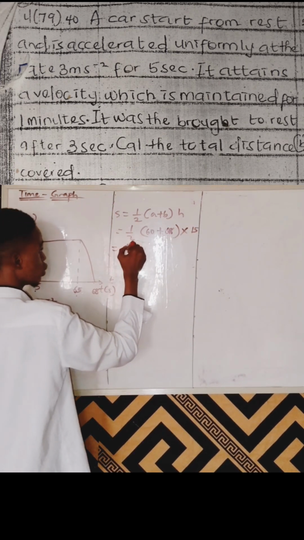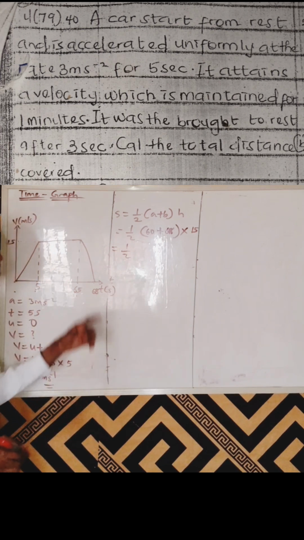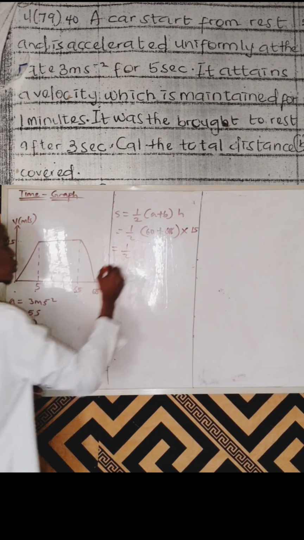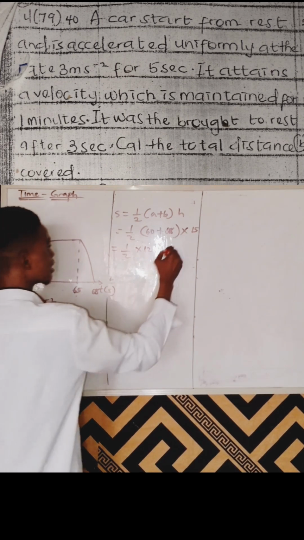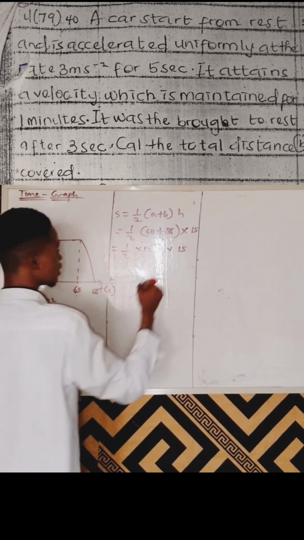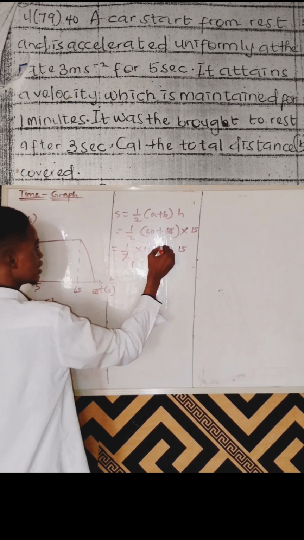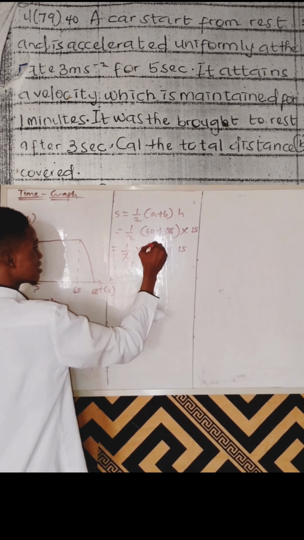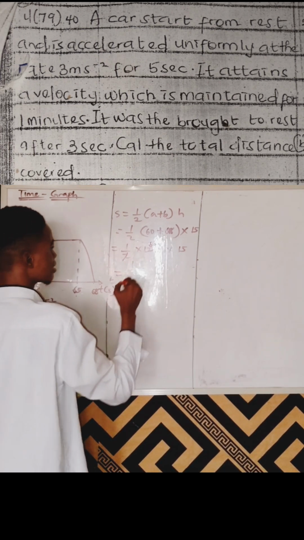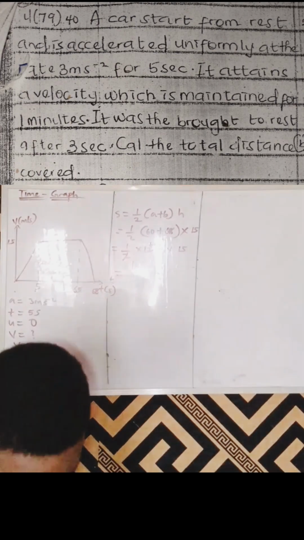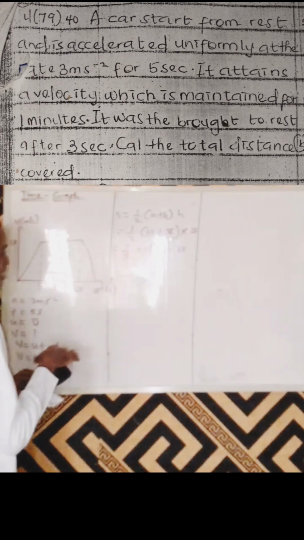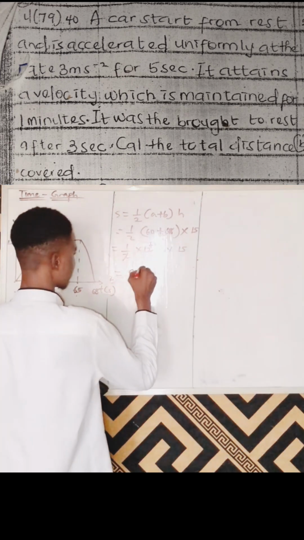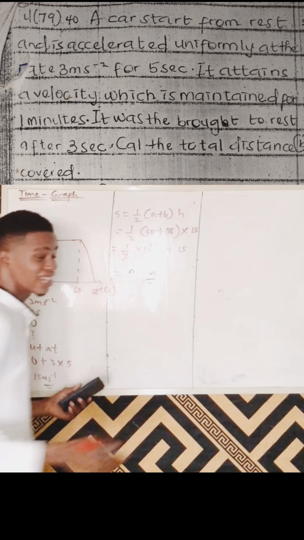Now that's going to be equal to 1 over 2. Now what's 60 plus 68? That's going to be 128. Yes, 128 times 15. So 2 in 128 is going to be 64. So now what's 64 times 15? 64 times 15 is 960 meter. 960 meter. So you can see that it's very, very simple.